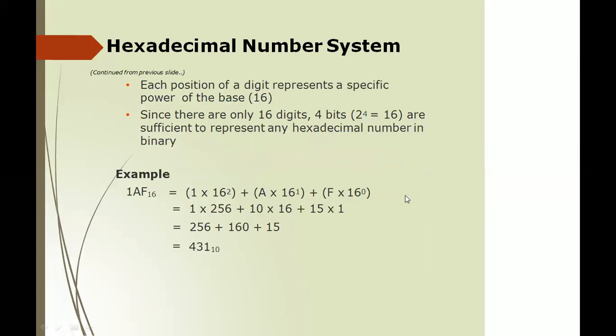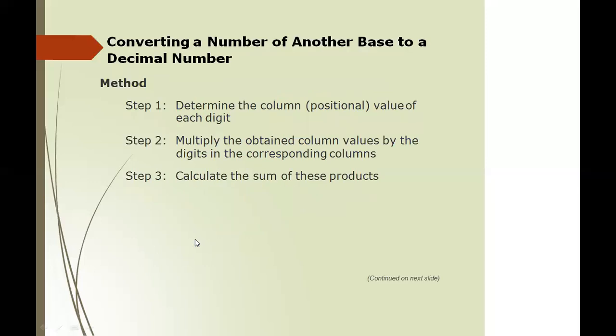And to convert from the hexadecimal number system to a decimal number, we multiply by the base. Here the number is in the hexadecimal system, that's why we multiply all these positional values by 16. Here 16 is the base of the number system, and by this we can convert a hexadecimal number to a decimal number. And for converting a number of another base to a decimal number, we use three steps.